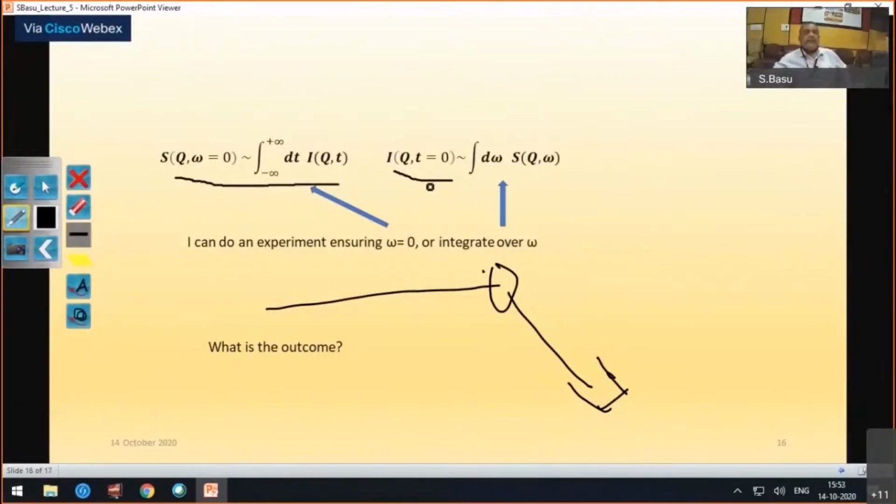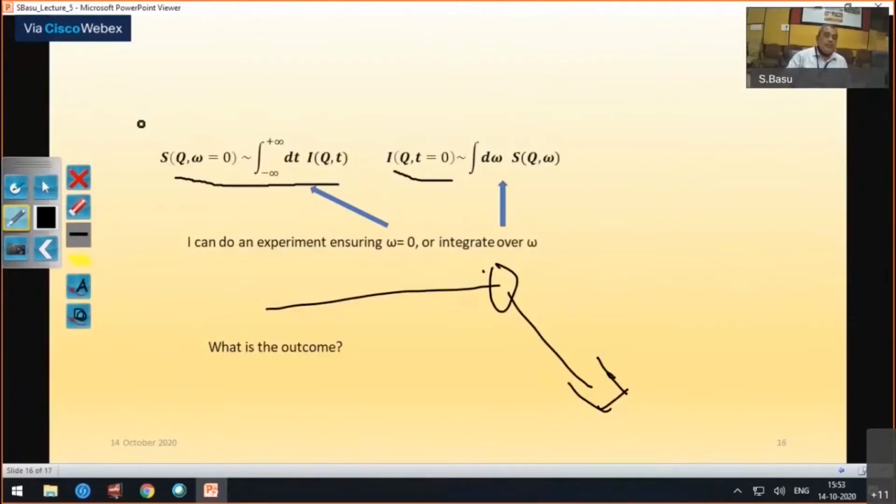Will I see different diffraction patterns? No. The reason is that when you see omega equal to 0, anyway the time averaging is done. When you see the integrated one at t equal to 0, you imagine you are taking snapshots after snapshots after snapshots. Your system time is much smaller than my measurement time in a detector. So I again do a time integration and the averaging is done.